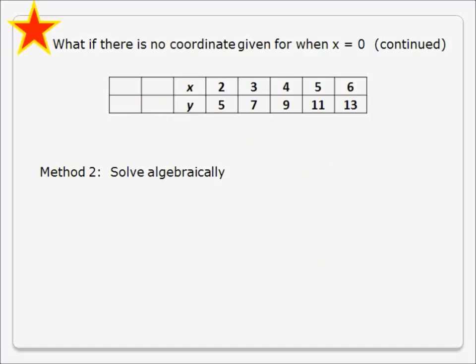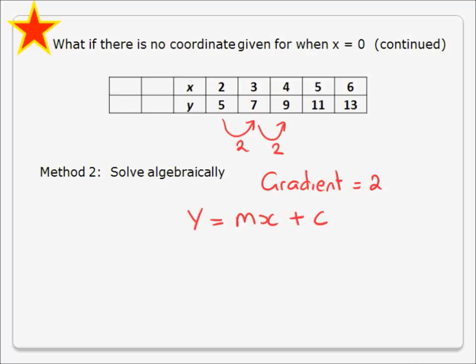So that was the first method. The second method is we can actually do it algebraically. What we do is we look and see what the gradient is. So we can see that this number is going up by 2. So we know that the gradient equals 2. So we know the rule is y equals mx plus c. We know the m is the 2. So we start writing the rule, putting in what little bits of information we have.